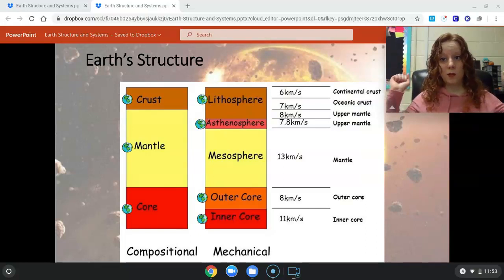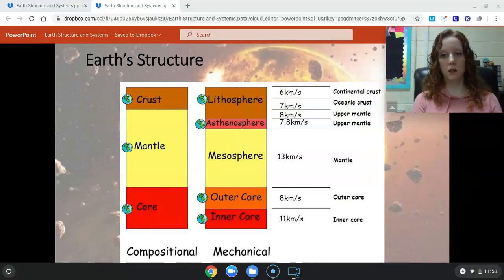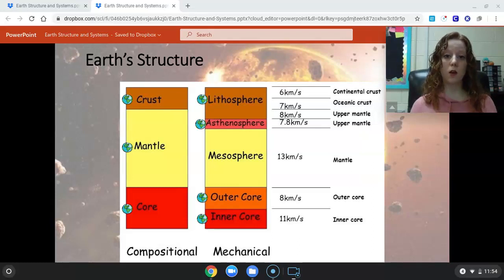Okay, so let's pick up where we left off, which is going to be earth layers and earth structure. So you can see we've got two different little columns here. We've got your typical crust, mantle, core, and then we have like the extended version here. So what I'm going to require you to know for class is the lithosphere and asthenosphere.